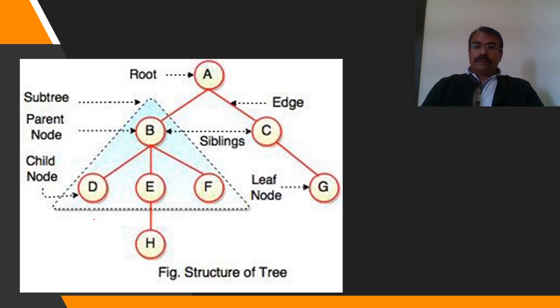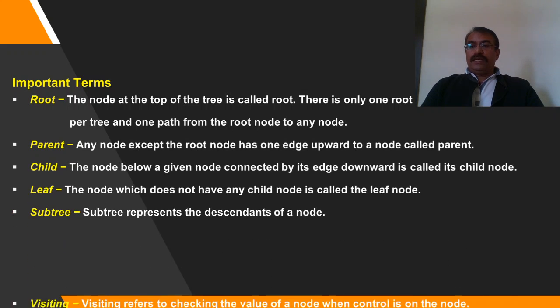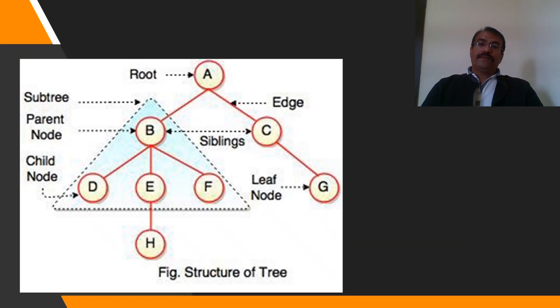Okay, subtree B. Then what we had is parent, child, leaf, subtree, visiting. So child, what do you mean by a child? B and C are children of A. G is a child of C. F is a child of B.